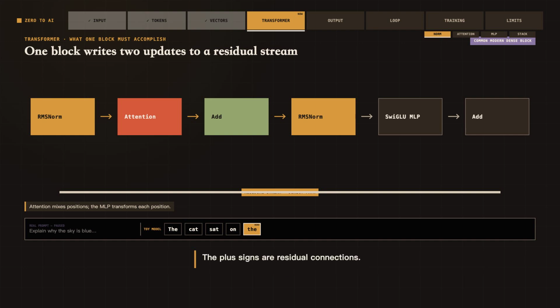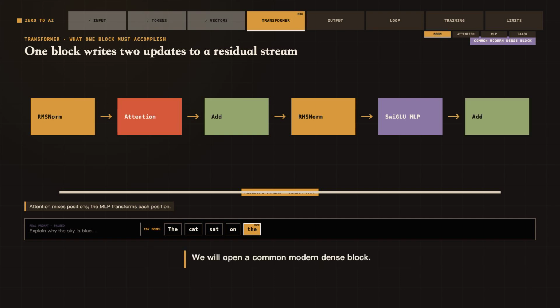The plus signs are residual connections. They keep the current representation on a direct path and add a learned update. The exact order varies across model families. The original transformer used a different normalization placement. Some modern models use layer norm. Others use RMSNorm. Some use dense MLPs. Others use mixture of experts layers. We will open a common modern dense block. It uses RMSNorm, self-attention, a residual addition, another RMSNorm, a SwiGLU-style MLP, and a second residual addition.